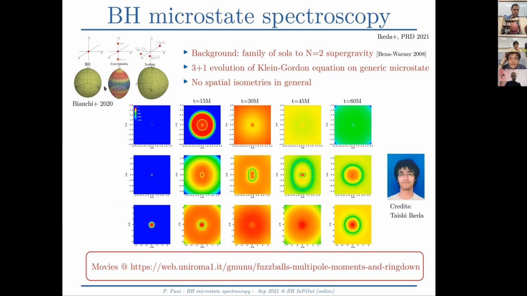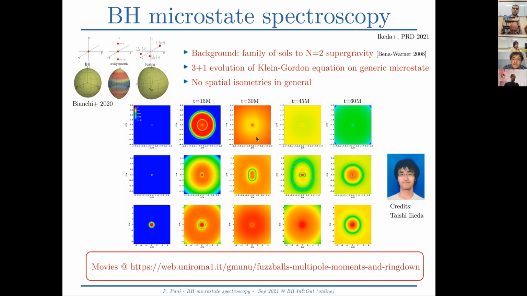Okay, so here are the results. These are simulations made by Taishi. What I'm showing here are different time snapshots: the first row is the black hole ringdown, and the second and third rows are these two fuzzball configurations. For the same initial data, the initial data is a spherical pulse close to, say, the origin.